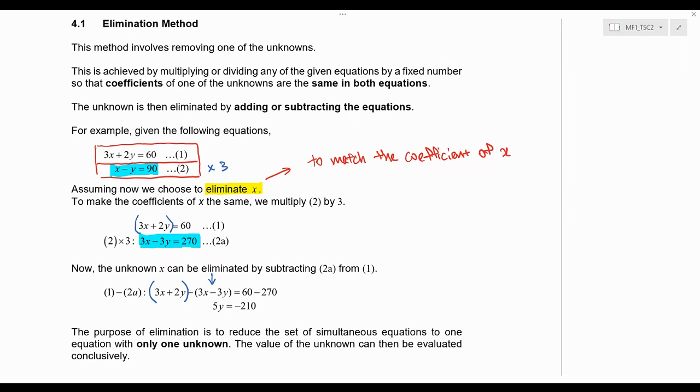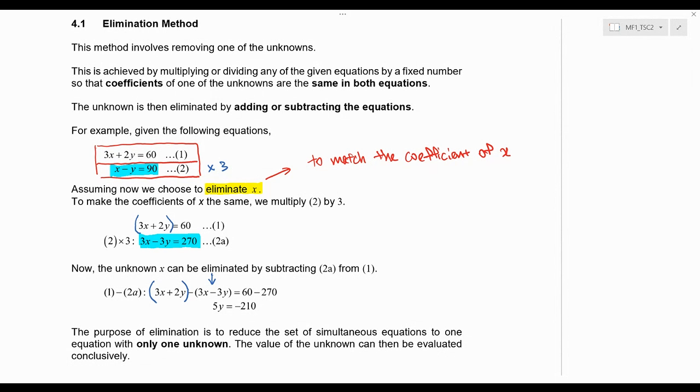It is the left-hand side of both equations subtracting each other and the right-hand side of both equations subtracting each other. The sequence must be the same though. So if we put equation 1 minus 2a, it must be subtracted in this sequence. So you take equation 1's left-hand side minus equation 2a's left-hand side. After which, on the right-hand side, you do the same thing by taking the right-hand side of equation 1, subtract the right-hand side of equation 2.